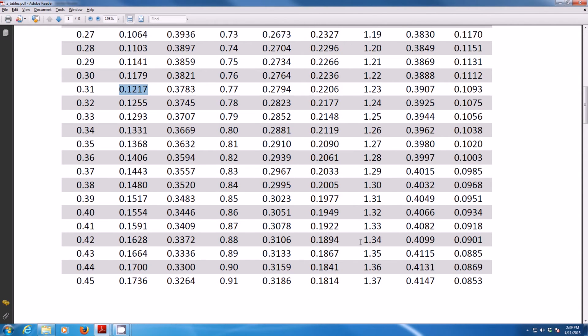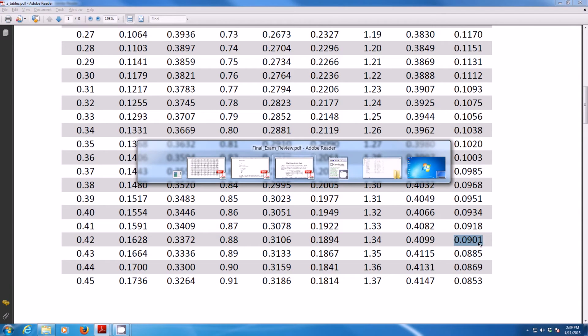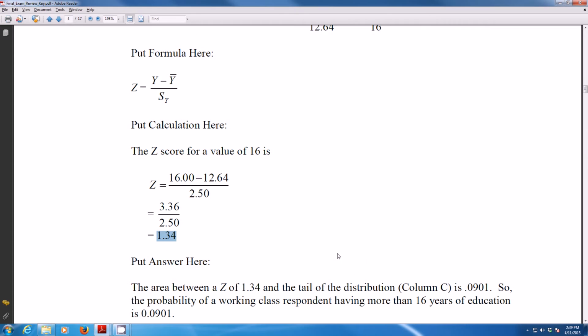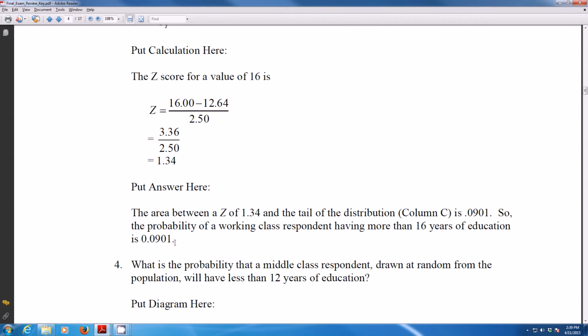So here's 1.34. Here's the column C value. It turns out to be 0.0901. And so that tells us that a little over 9% of working class respondents have 16 or more years of education, and that's the answer to the question.